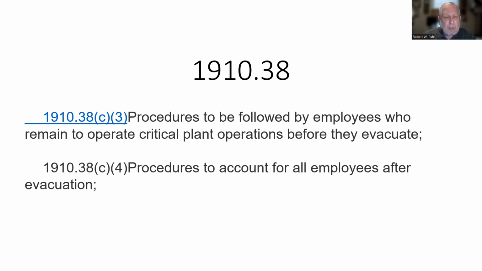Procedures to be followed by employees who remain to operate critical plant operations before they evacuate. Now, these aren't the people that are going to stay there until the very end and get burned up in a fire. No, that's not the point of this. The point is there are a lot of times when the fire alarm is set off that it's either a false alarm or it's not going to engulf the building in a few seconds, especially with a sprinkler system. So there might be some critical plant operations that, if shut down, would cause a lot of damage or problems or hazards.